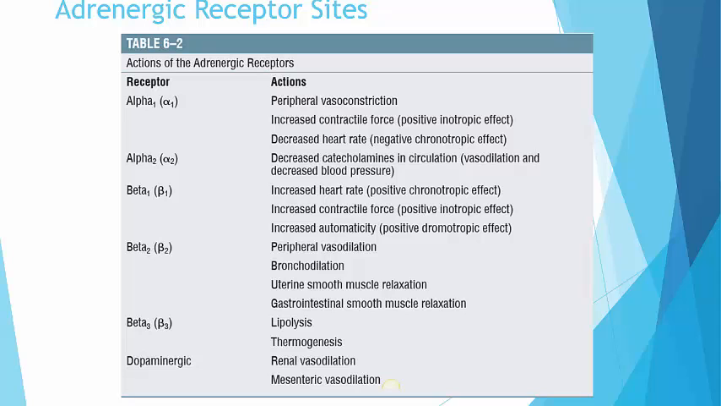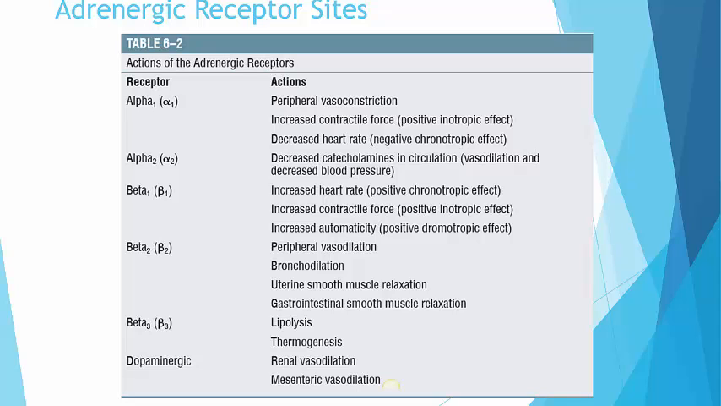Alpha 2 is going to decrease your catecholamines in circulation, and this is going to cause vasodilation and decrease blood pressure. Beta 1 is going to cause increased heart rate, which is a positive chronotropic effect. You're going to have increased contractile force, so a positive inotropic effect, and increased automaticity, so it's going to have a positive dromotropic effect on the heart.